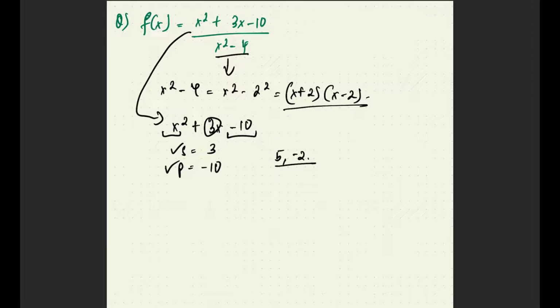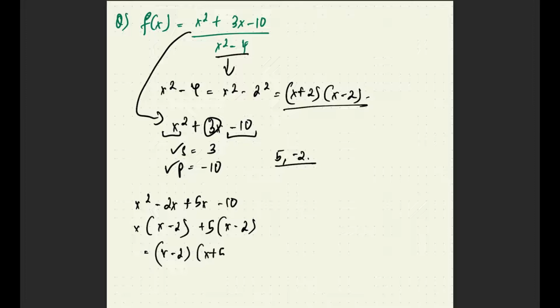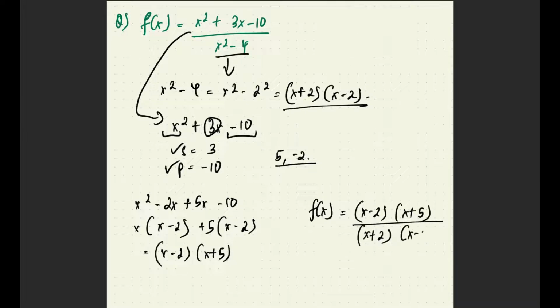Now I can rewrite the polynomial using these two terms. I can write x squared, and again, the order in which I write the 5 or minus 2 first doesn't matter. In this case, I'll just go with minus 2: minus 2x plus 5x minus 10. Now let's factor. I can put x outside, x minus 2, write the same thing over here, and I'll have to put a 5 outside. So this is factored to x minus 2 times x plus 5. Now let's rewrite the original function and see if we can simplify it. We can rewrite it as f of x equals x minus 2 times x plus 5 divided by x plus 2 times x minus 2. So now in this case, we can cancel this and this.